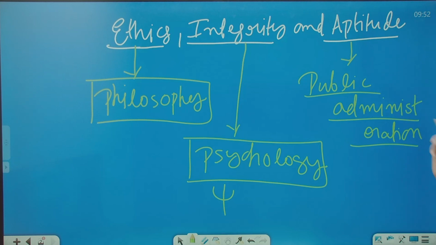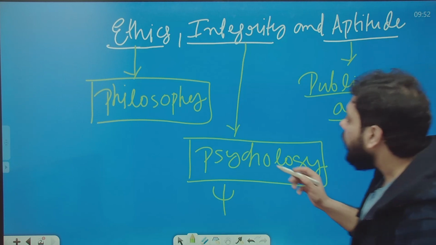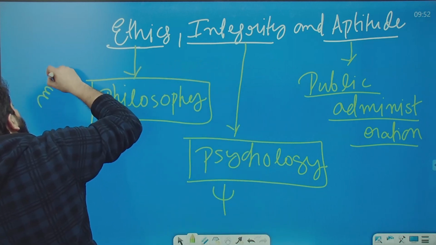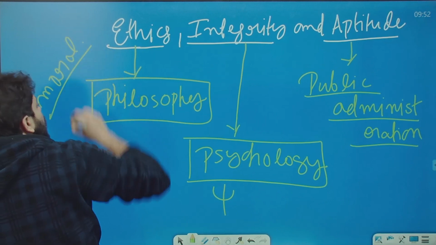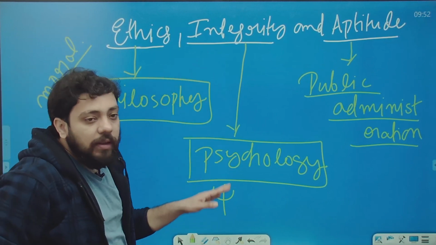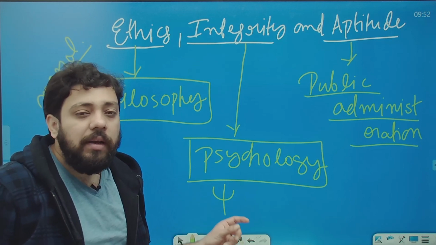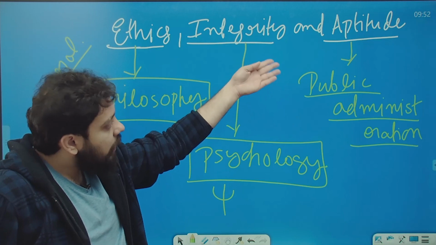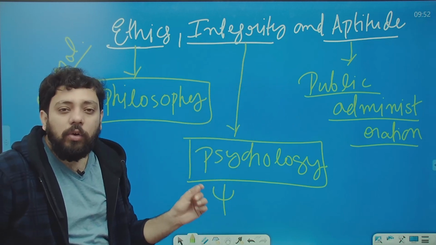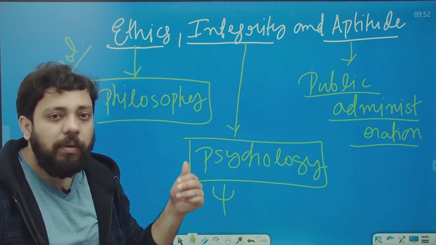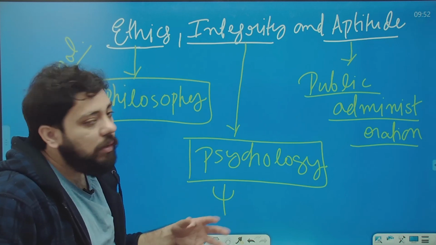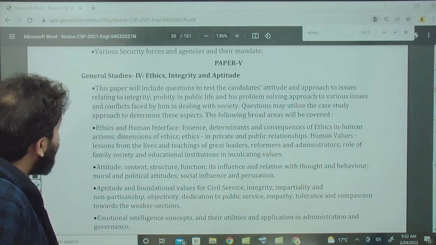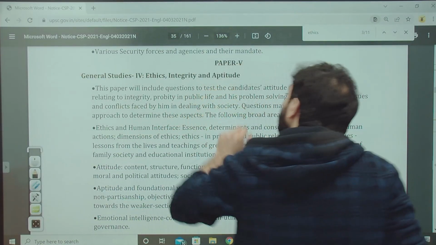When we are reading about ethics, we are reading the core ideas from philosophy, more generally called moral philosophy. When we're reading about integrity, we're reading about psychology, or more generally, moral psychology. And when we're reading about aptitude, we are talking about civil services aptitude, which is a part of public administration, or the ethics of public administration in general, right? So this is the title of the syllabus point as it is given: ethics, integrity and aptitude.